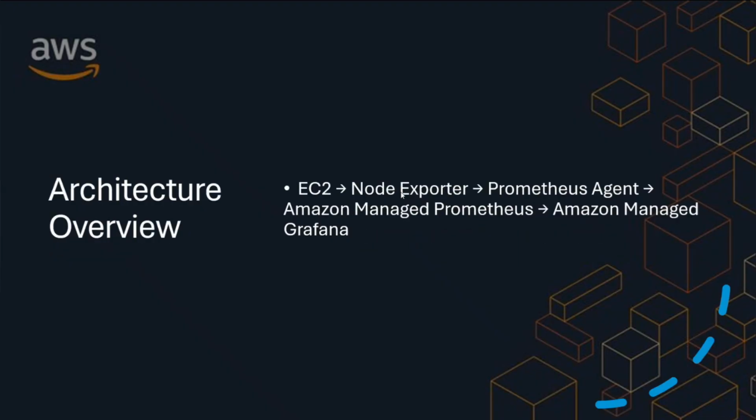Here's the architecture we will be working with. We will deploy a node exporter on an EC2 instance to expose system metrics. A Prometheus agent will scrape those metrics and push them to Amazon Managed Prometheus, a fully managed scalable metric store, and then Amazon Managed Grafana will query those metrics and display them in real-time dashboards. This architecture is modular, cloud native, and ideal for production environments.